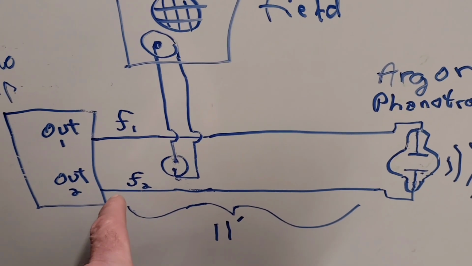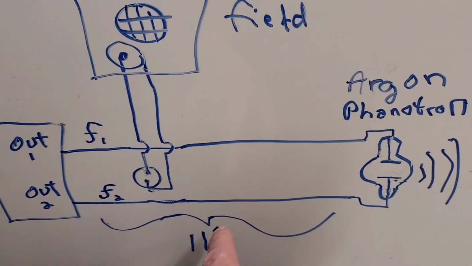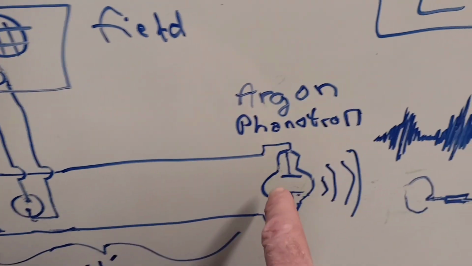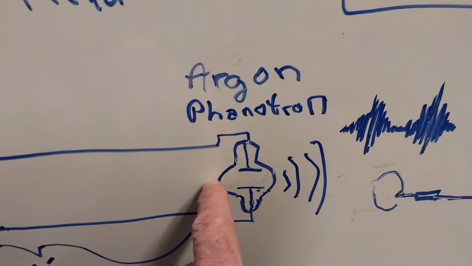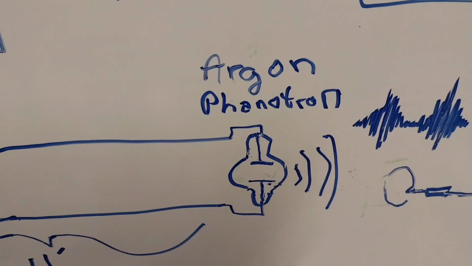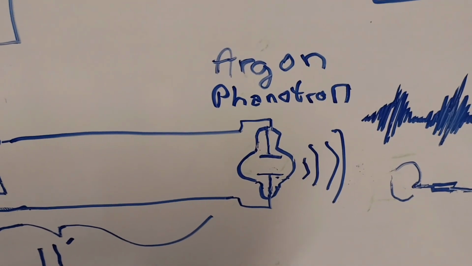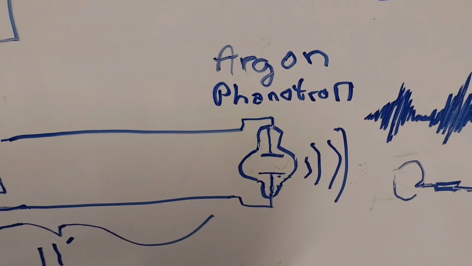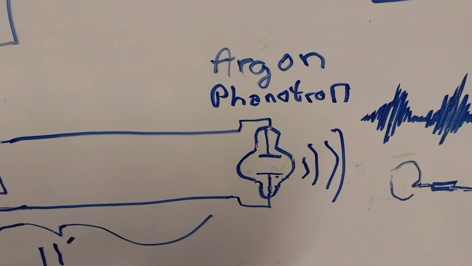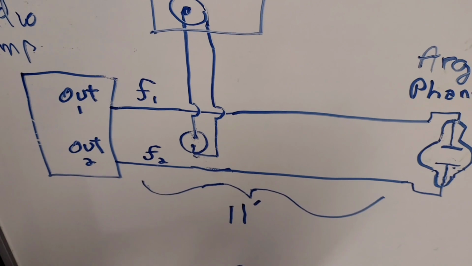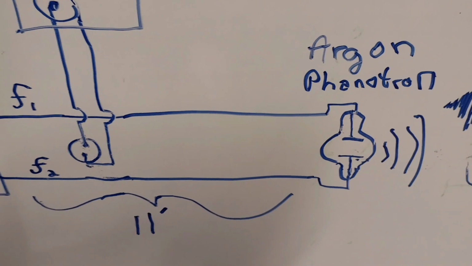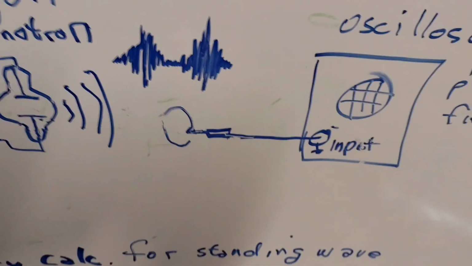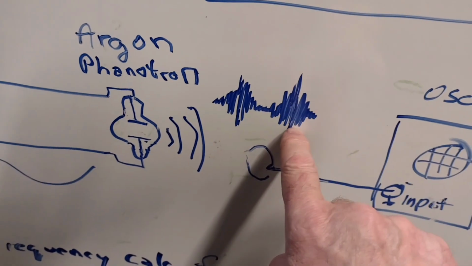And it's going to extend across 11 feet of lead wire to the argon-filled gas bulb. This is called an argon phanatron. And the power put across the electrodes will ignite the argon into a plasma. And since the two frequencies are slightly offset from each other, the offset should create a beat frequency. That's the prediction. Now, this is a depiction of the beat frequency here.